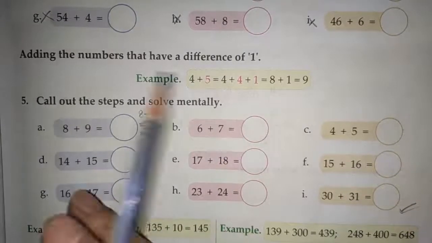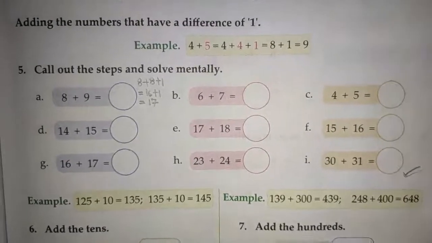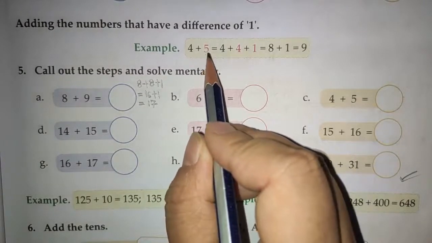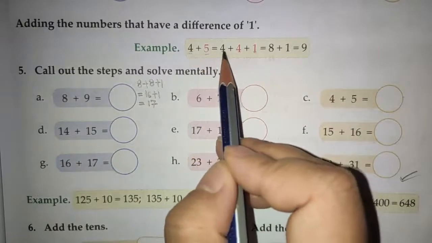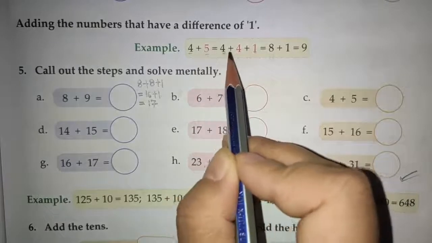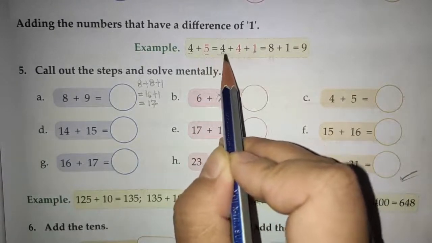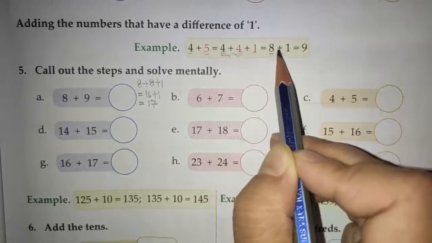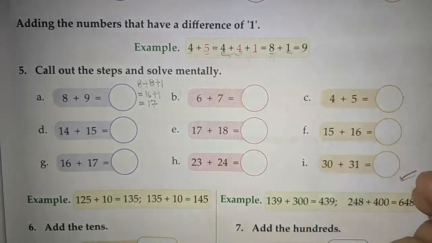So the last one is 5. Call out the steps and solve mentally. See children, what they have done here is they have divided 5 into 4 plus 1 to make the two numbers similar, because there is 4 plus 5. After that we add the same numbers, 4 plus 4 equals 8. After that we add 1. So 8 plus 1 equals 9.